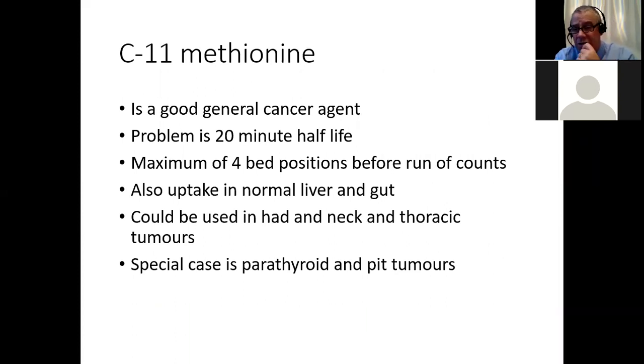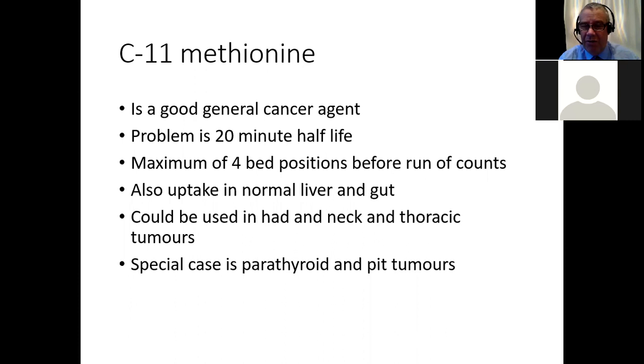The problem with C11-methionine, I mean, we could use C11-methionine instead of FDG, except for a couple of problems. The biggest one is the 20-minute half-life. So you would need to run the cyclotron for every patient, which wouldn't be very efficient. And you'd need to have your cyclotron pretty much in the same building as your patient. In Cambridge, the cyclotron sits underneath the PET scanner, so there's no direct route. The little man still has to run out one door, along a corridor, up a flight of stairs, along another corridor, and then into PET. So we haven't quite got the vacuum tube approach yet, where some places have.